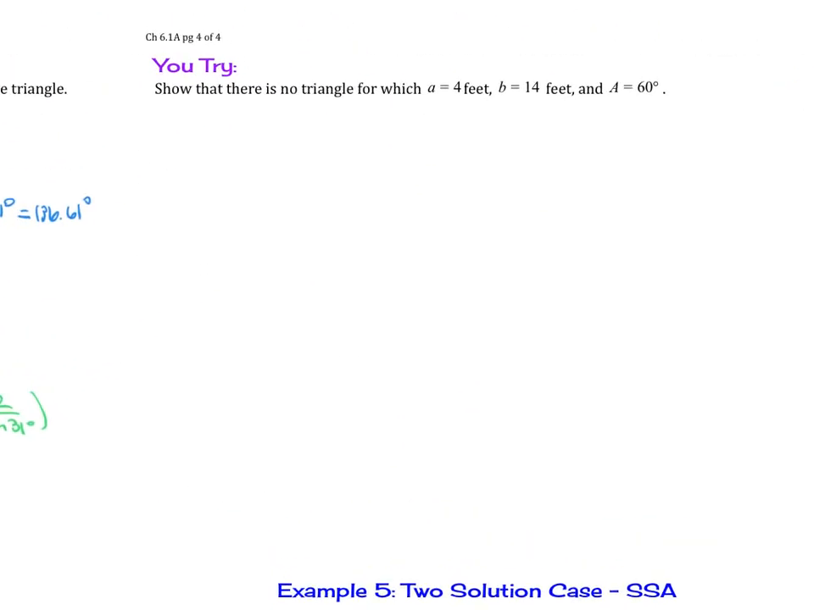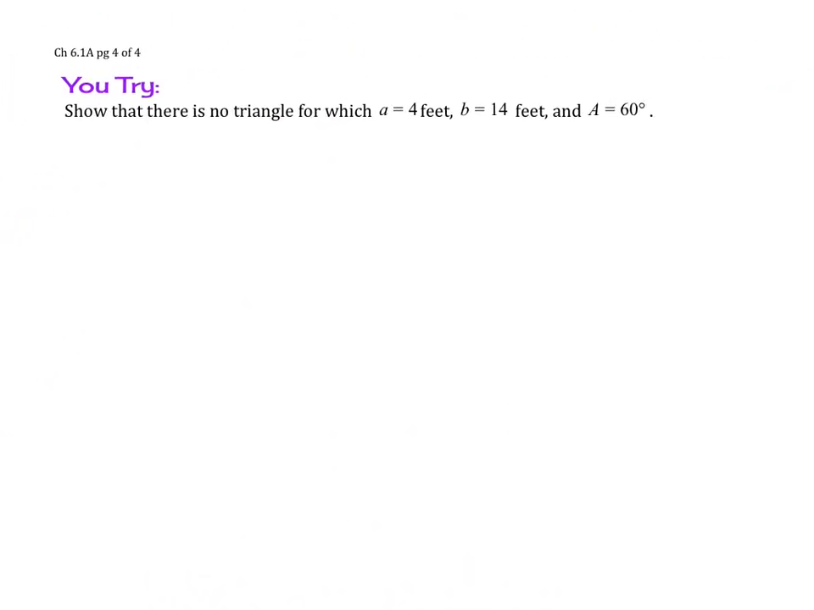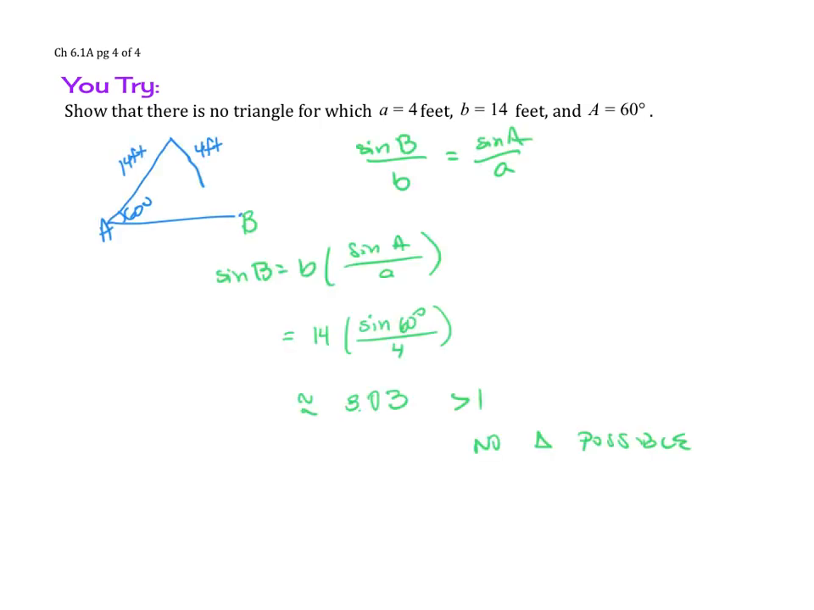So try this example here. Show that there is no triangle for which a is 4 feet, b is 14 feet, and A is 60 degrees. If you try this out, you should use sine of B over b equals sine of A over a, and then solve for sine of B. So sine of B equals b times sine of A over a, and you plug it all in, you would get approximately 3.03, which is definitely greater than 1, so no triangle is possible.